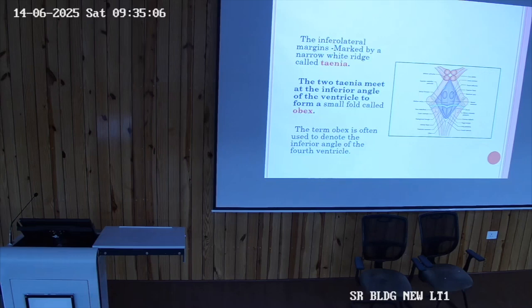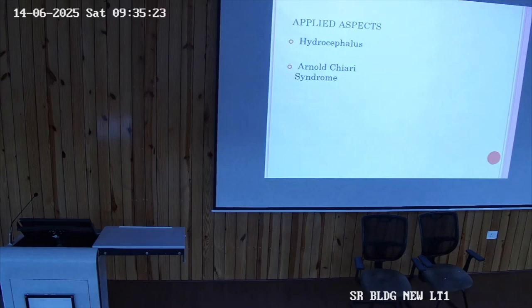So now the inferolateral angle is marked by a whitish ridge. There is a whitish ridge over here that is known as the taenia, and the point where these two taenia meet, that point is known as the obex. So obex is the inferior angle of the floor of the fourth ventricle.